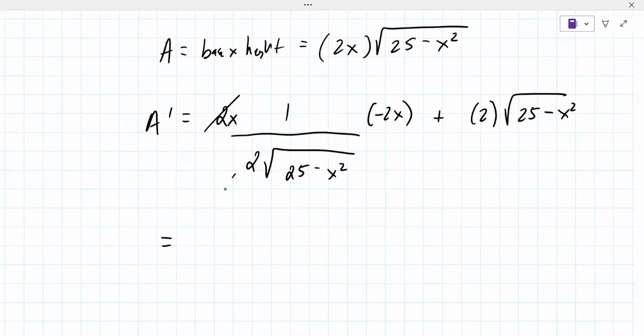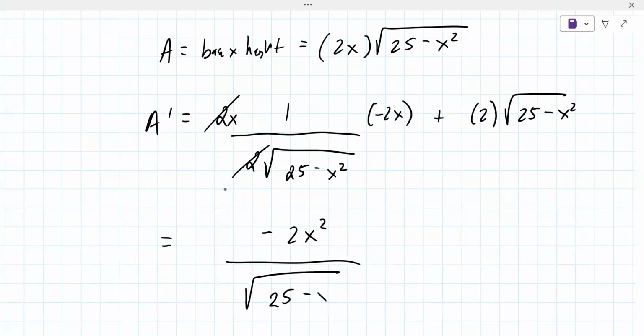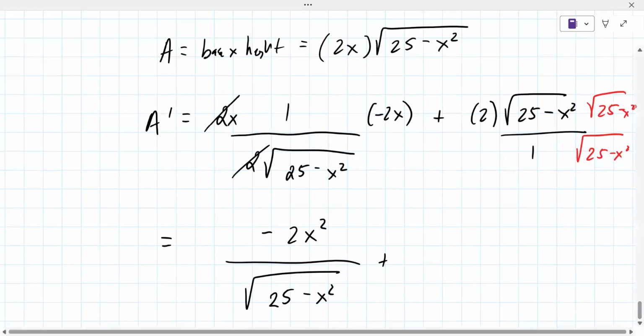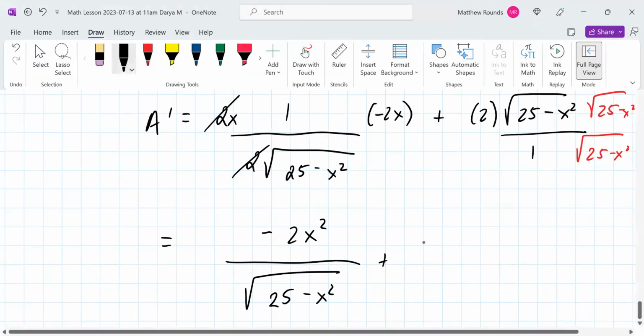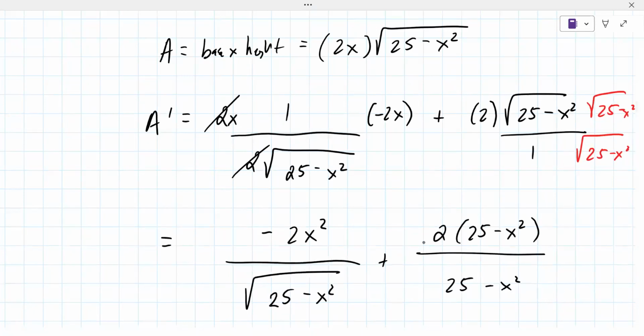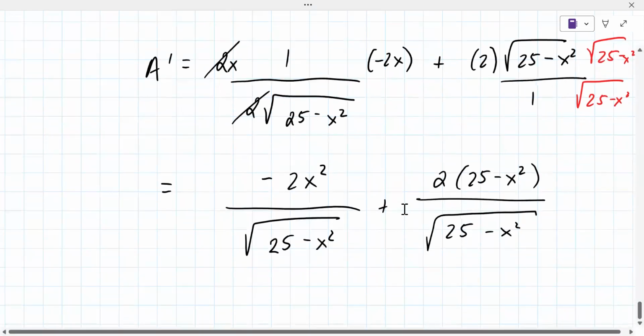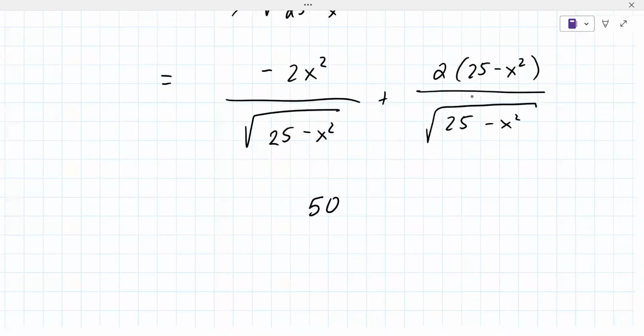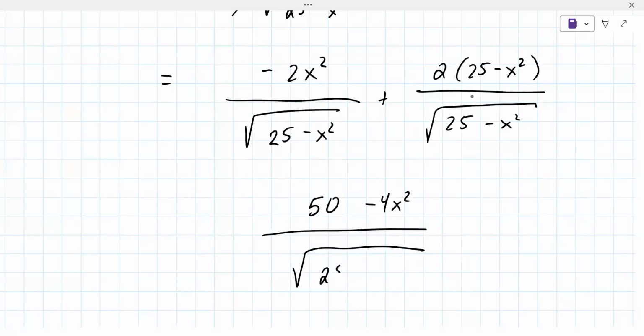So that divides by 2, so you got minus 2x squared over this, the root of 25 minus x squared. And then it's kind of your choice, but you do probably want to make a common denominator, which you multiply the top and the bottom. So 2 times 25 minus x squared over this, because it's really the numerator you care about. So you end up getting 50 minus 2x squared, minus 4x squared. And that's what you're going to set equal to 0.